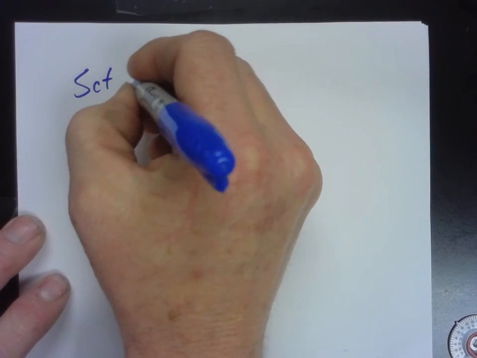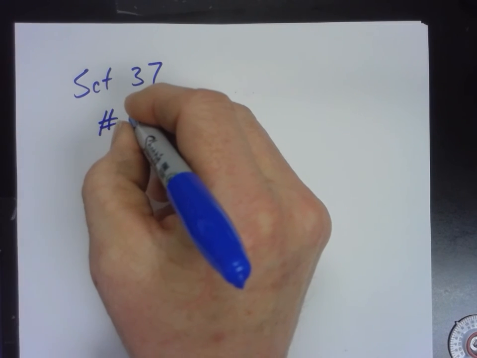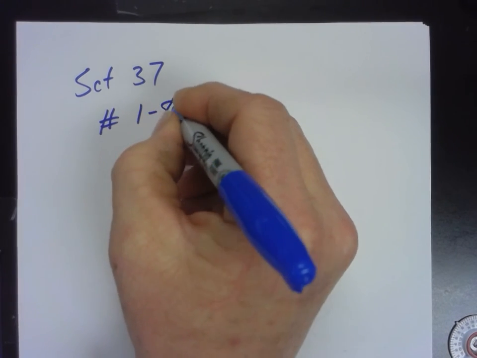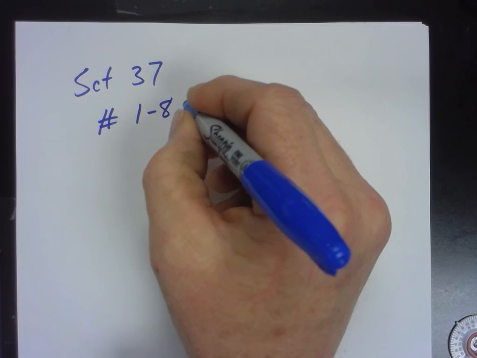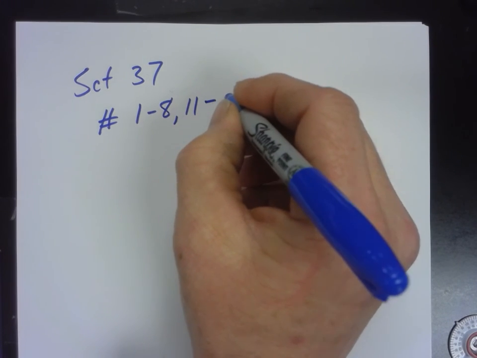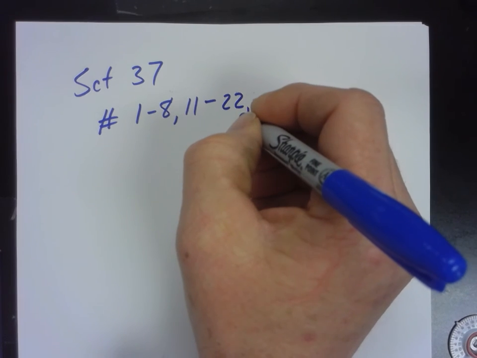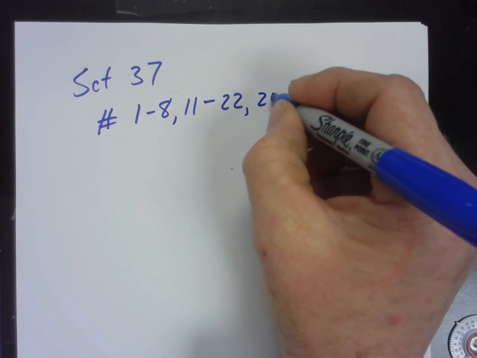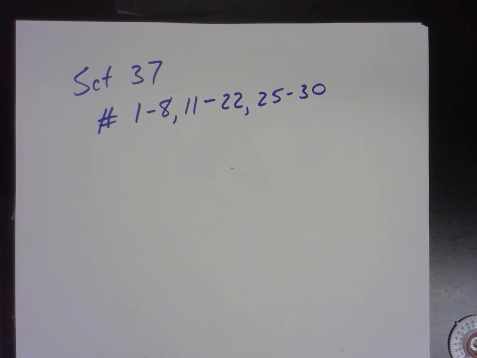So on set number 37, here's what I want you to do. I want you to do 1 through 8, then 11 through 22, and then 25 to 30. So make sure you're not trying to do those missing problems in there. Let's go.